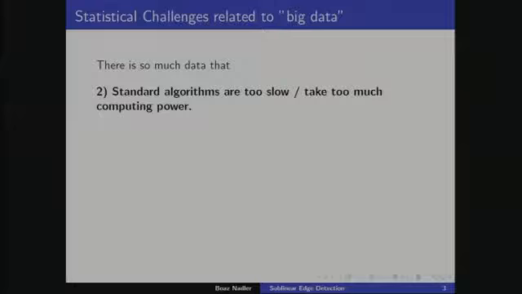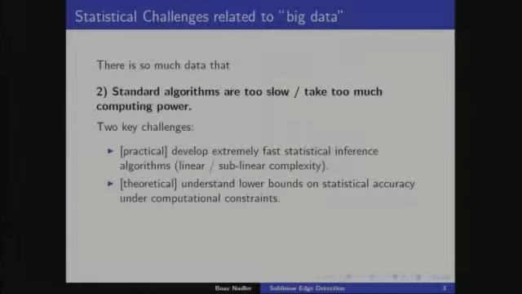And then you can think about two key challenges. One, let's call it a bit more practical. There's obviously a need, and we've heard that in many of the previous talks, to develop extremely fast statistical inference algorithms. And ideally, you would like them to have linear or maybe even sublinear complexity. And more on the theoretical side, we certainly would like to understand fundamentally what are lower bounds on what statistical accuracy we can achieve when we have computational constraints.